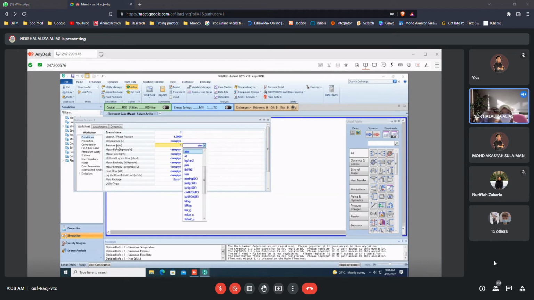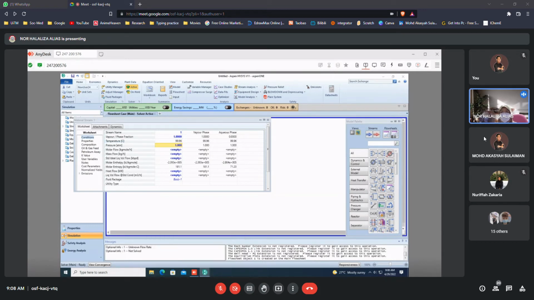Sometimes the unit dekat sini tak sama dengan apa yang kita nak. Some of the PC ni dia tulis kat sini bar. So make sure you change the unit here. So now since they're asking for 1 atm, make sure I choose 1 atm and then enter. Okay, nampak semua dia calculated.